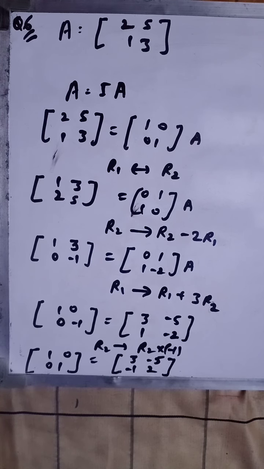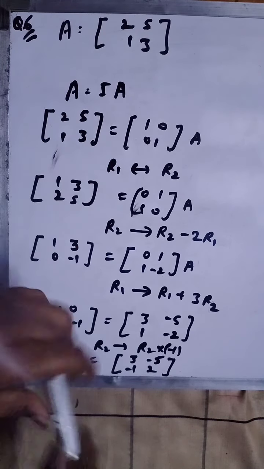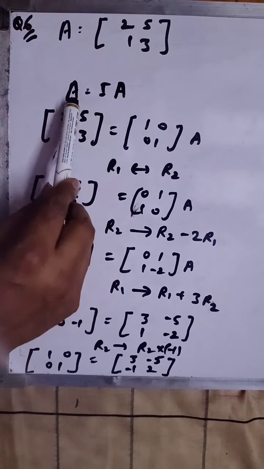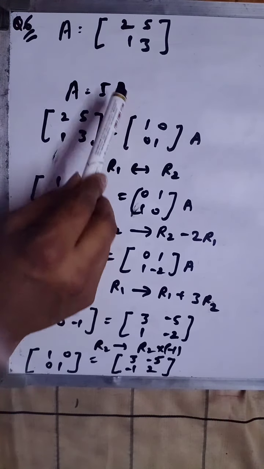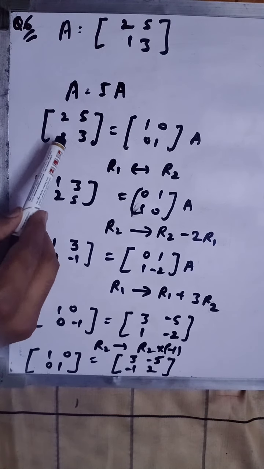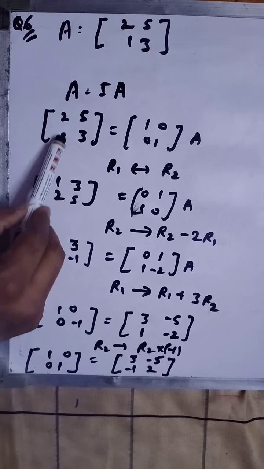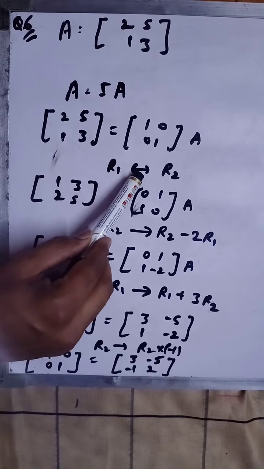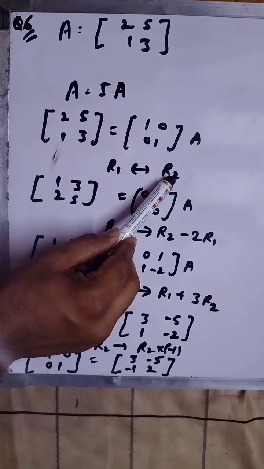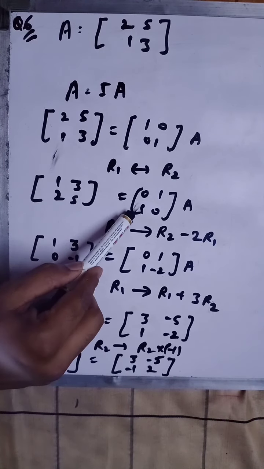So here I am doing elementary row operation. As we know, the formula for elementary row operation is A equals IA. Here is your matrix A and I will remain same. First of all, we have to make this 1. Here 1 is coming in second row, so I am interchanging the rows, R1 with R2. Got it? So you will get this part.